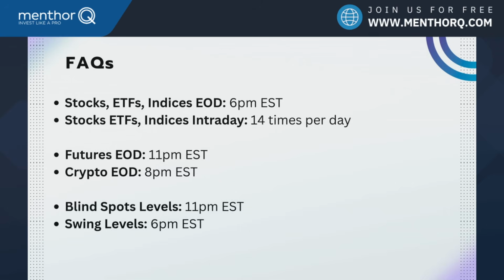Futures data updates once a day. We currently have end of day data on futures, but we are also going to show you in the next few slides how you can convert intraday data on futures. We also have our crypto data that updates at 8 p.m. Eastern, and then we have our blind spot level and swing levels that update at 11 and 6 p.m. Eastern. We're going to talk about blind spots and swing levels in a separate call. Today, we're going to focus mostly on gamma levels.